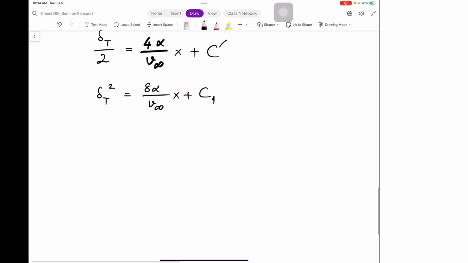And what are the boundary conditions for the thermal boundary layer thickness? Do we know any boundary condition about it?